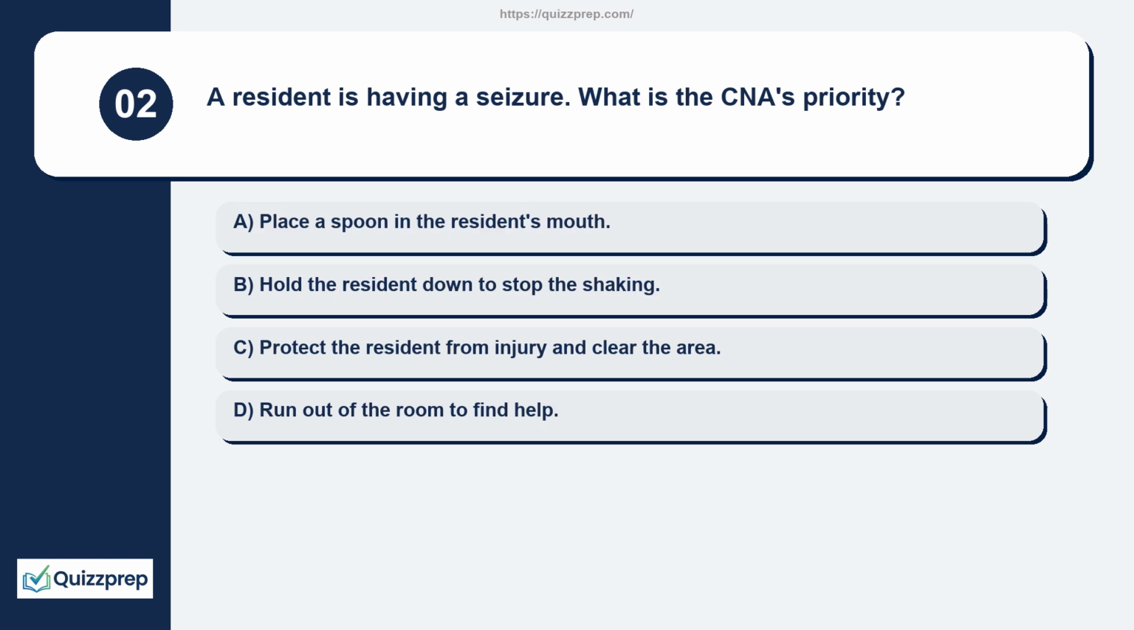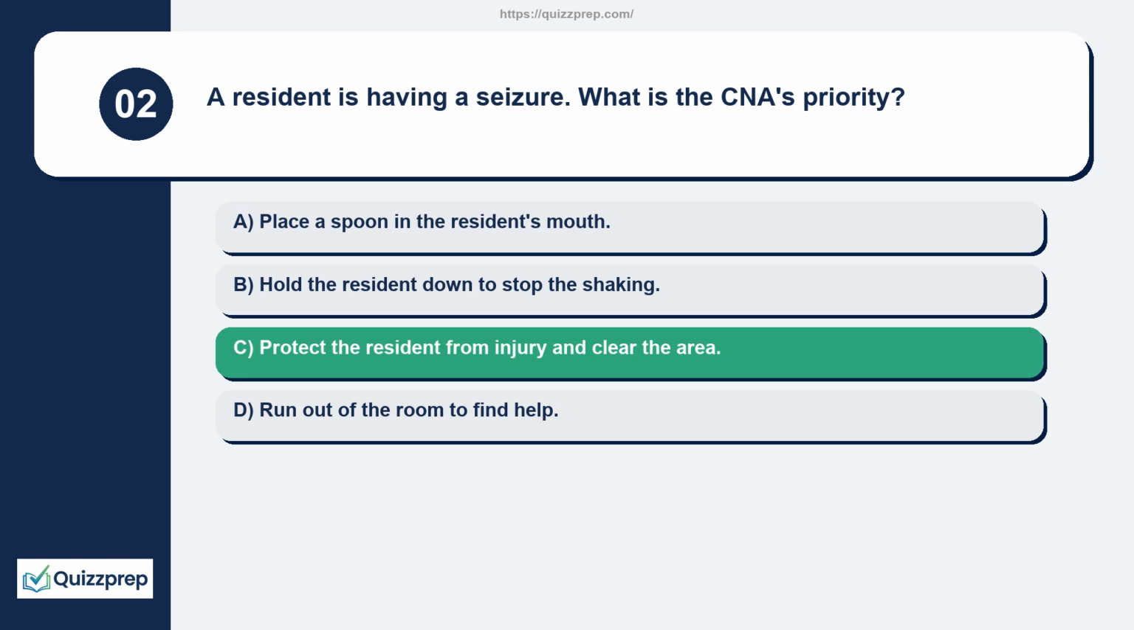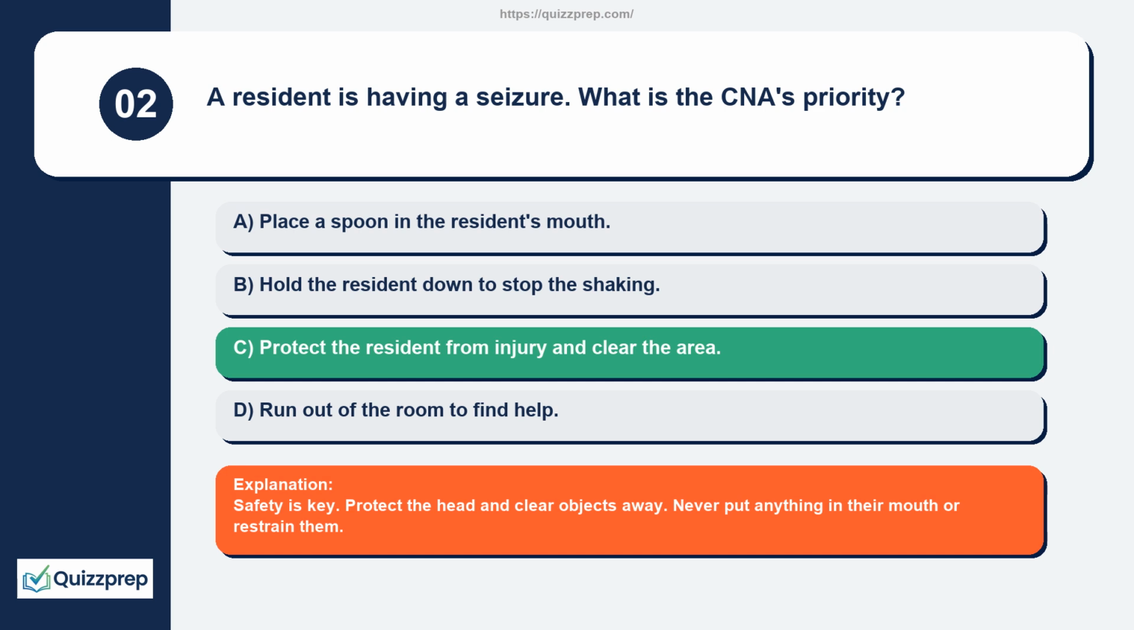Question 2. A resident is having a seizure. What is the CNA's priority? Place a spoon in the resident's mouth. Hold the resident down to stop the shaking. Protect the resident from injury and clear the area. Run out of the room to find help. Safety is key. Protect the head and clear objects away. Never put anything in their mouth or restrain them.